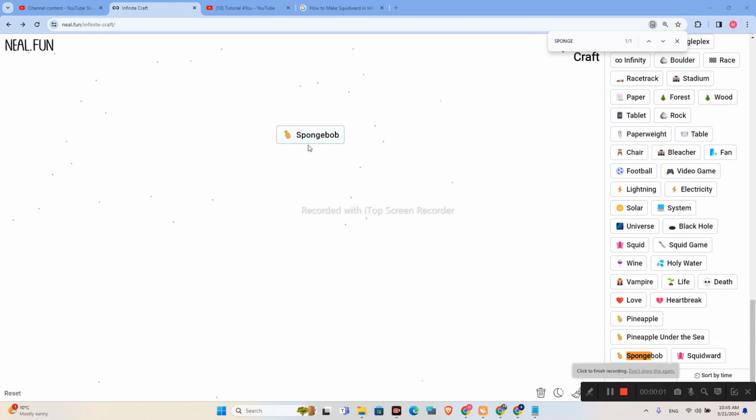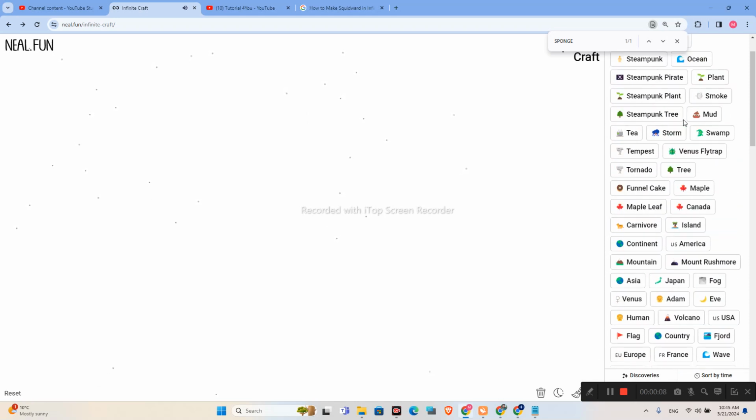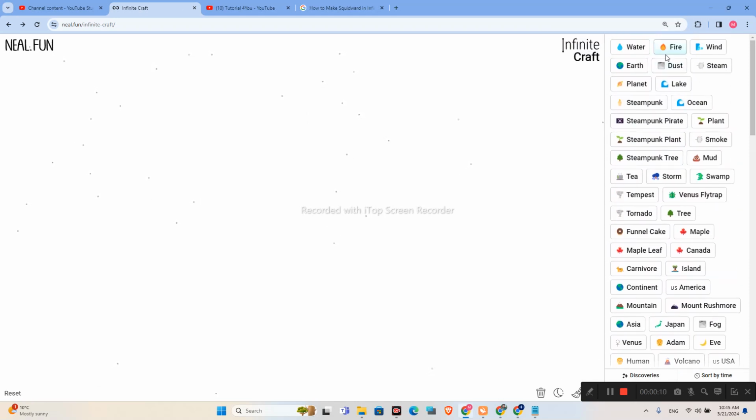How to craft SpongeBob in Infinity Craft. So let's get started. First up, we will combine wind plus earth and we have dust. Dust plus water and we have mud. Mud plus fire and we have brick.